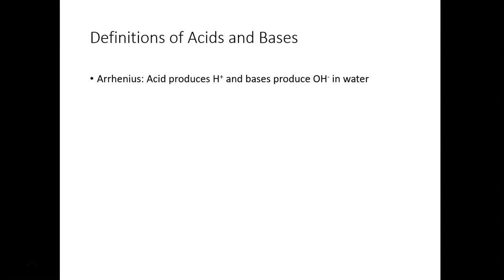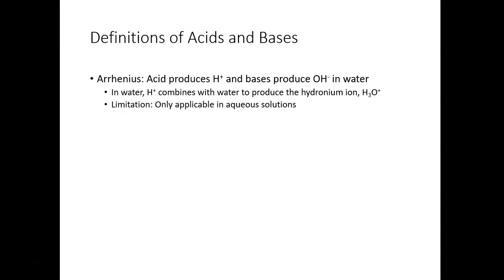Now, this is how we most often recognize these. It's a very functional definition, right? Because it's very easy to look at something and say, oh, that starts with H, it's probably an acid. Oh, that ends in hydroxide, it's probably a base. Now, in water, the hydrogen combines with water to produce something called the hydronium ion, H3O+. So we tend to use H+ and H3O+ interchangeably because that's how H+ really exists in water.